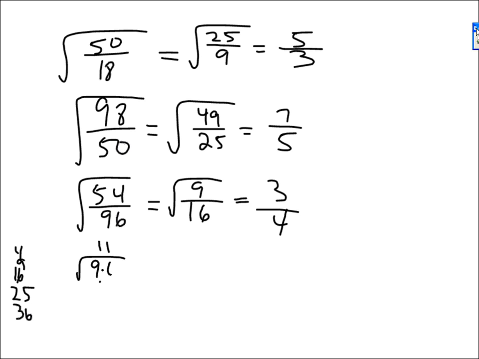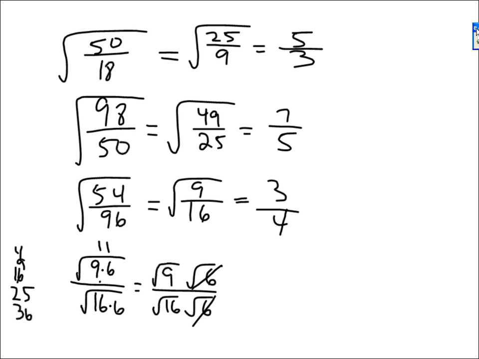it's 9 times 6, and the bottom, the largest number that goes into our list, happens to be 16. Goes in 6 times. So you have the square root of 9 times the square root of 6, over the square root of 16 times the square root of 6. I hope you see that canceling out immediately. And here's the square root of 9, and here's the square root of 16. Okay. But if you can see a reduction that helps, then go for it.